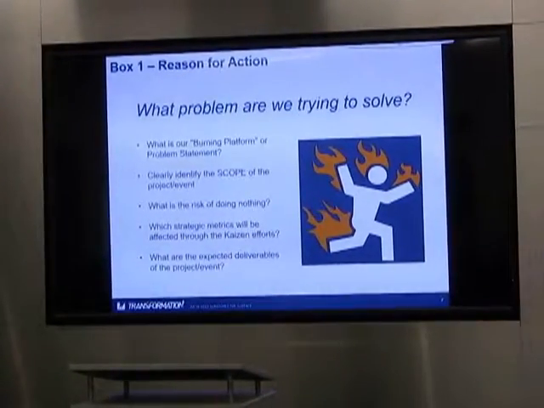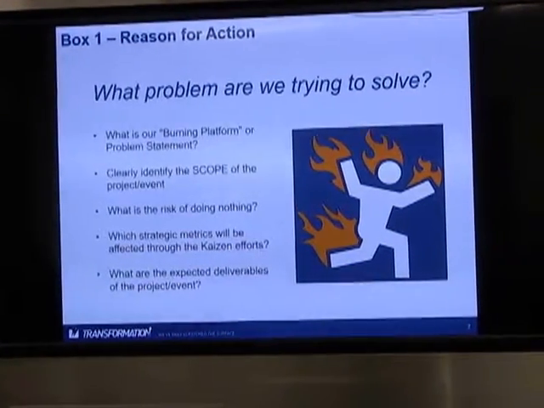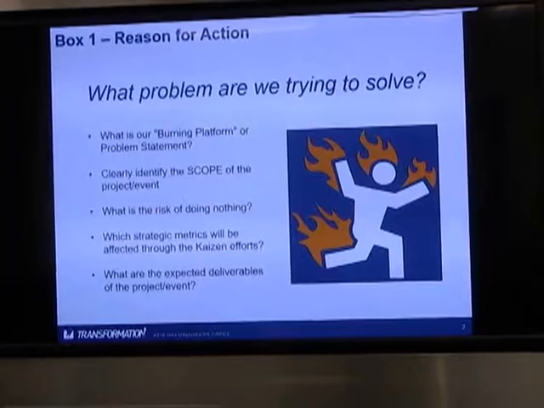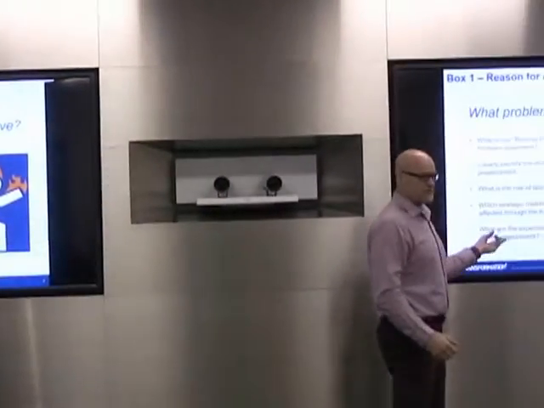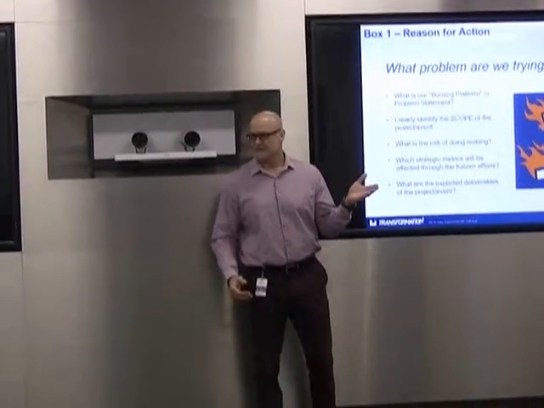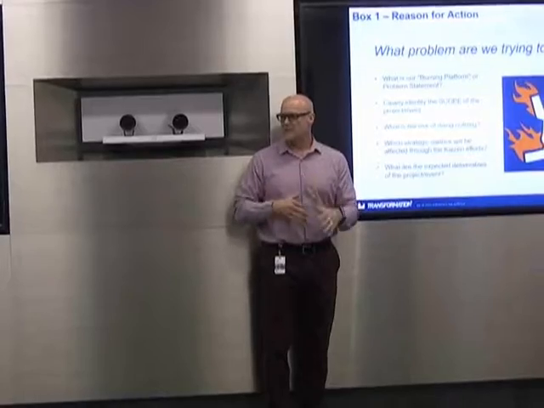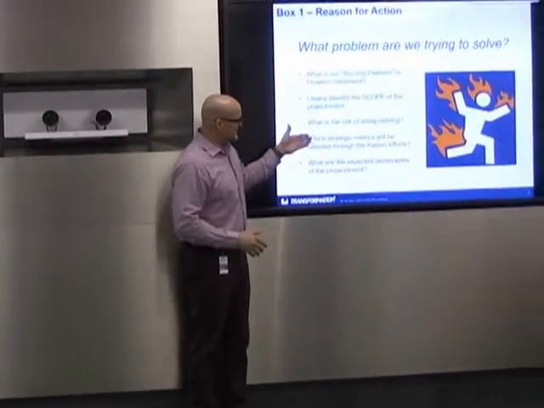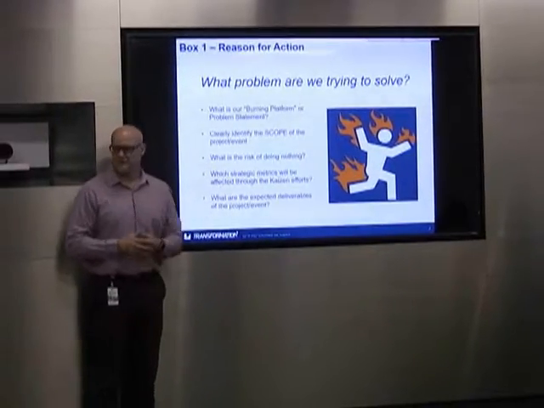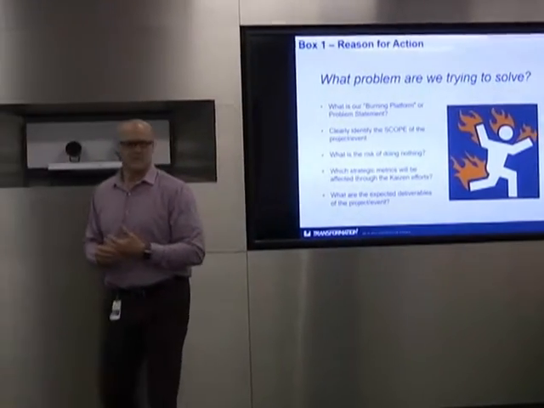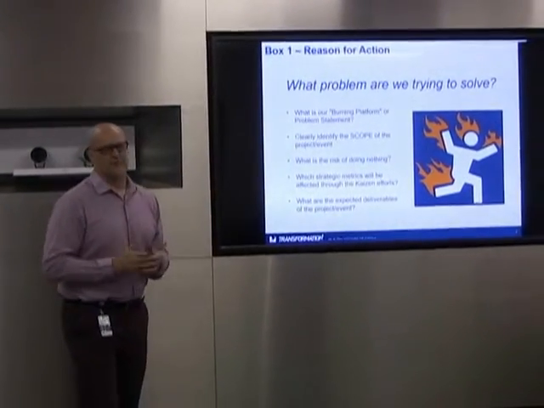So, in box 1 is where you're going to identify your burning platform. What's the problem you're trying to solve? What's the scope? What's the risk if you do nothing? Does this sound familiar to all you guys? I see a lot of familiar faces, and I know that you guys have been through this process. It just gives you a quick idea of, there's 4 things that we're looking for in box 1. 4 things. Without looking at the board. Or you can look at the board.